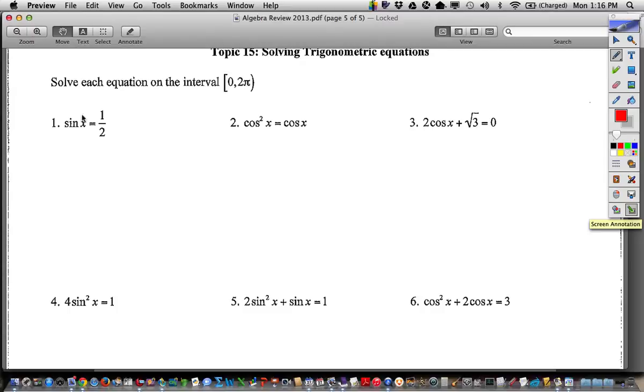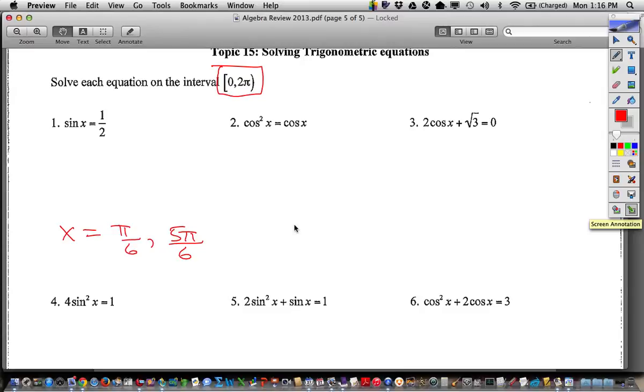Well, if you've memorized the unit circle, keep in mind now we're between 0 and 2 pi. Where does sine equal 1/2? Pi over 6 and 5 pi over 6. Now, if you've memorized that, you don't have to do any more work. You just solve it, and there you go.